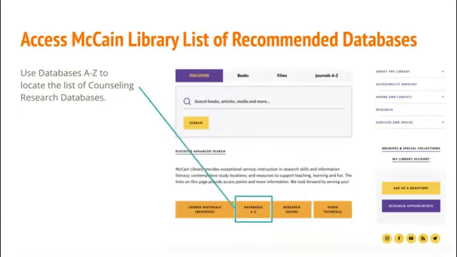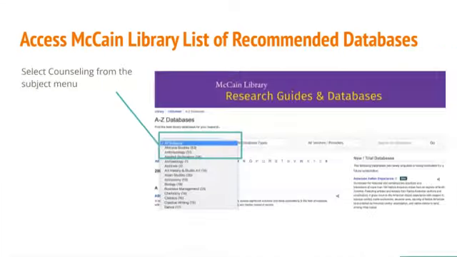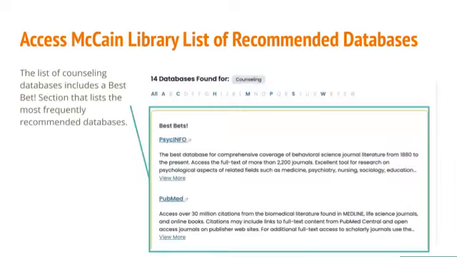To access each of these databases, click on the Databases A to Z button on the library website. On the page that appears, select Counseling from the pull-down menu of Sources and click Search. A list of databases will appear. At the top is a Best Bets list of databases McCain Library staff believe will be the most beneficial to researchers as a starting point.